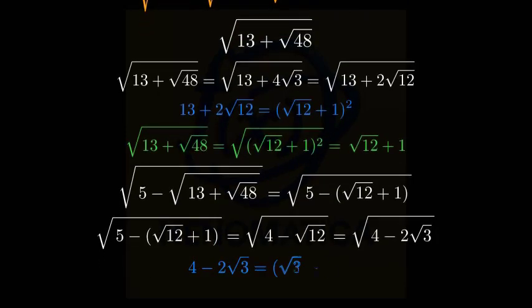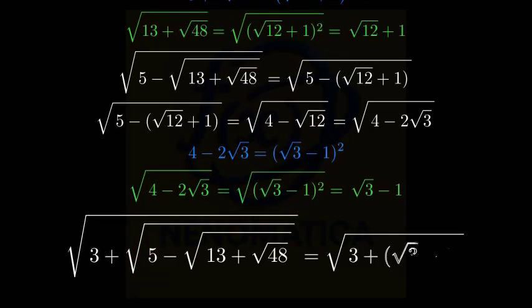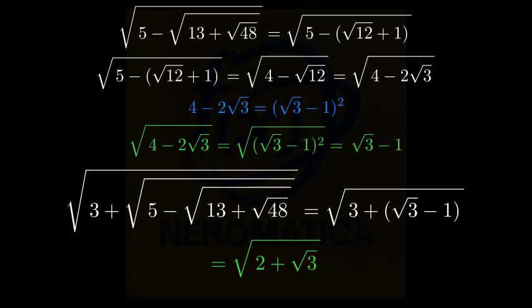For minus 2 times square root 3 equals (square root 3 minus 1) squared. Taking the square root gives the absolute value of square root 3 minus 1, which is positive here, so it becomes square root 3 minus 1. Step 4. Substitute again into the outermost radical. The original expression becomes the square root of 3 plus the quantity square root 3 minus 1. Combine like terms inside. That is 2 plus square root 3.